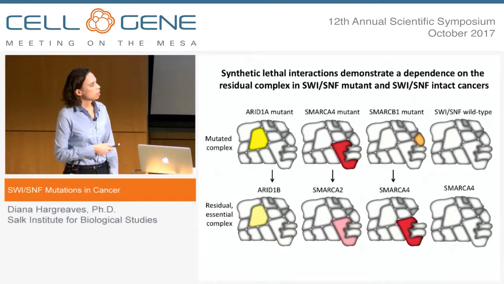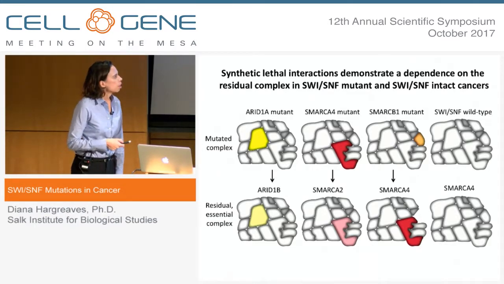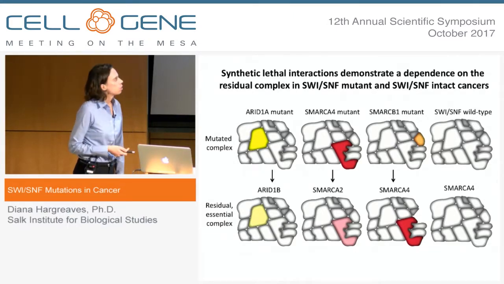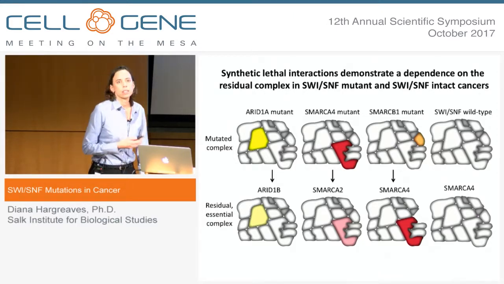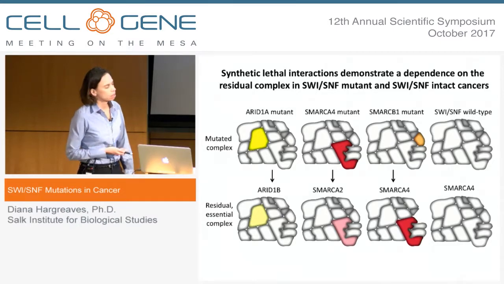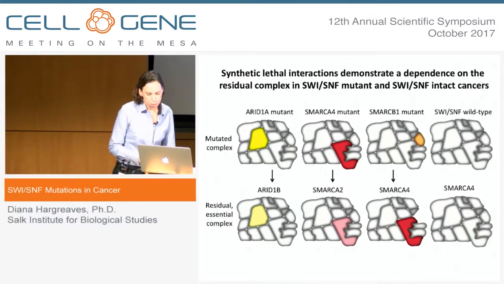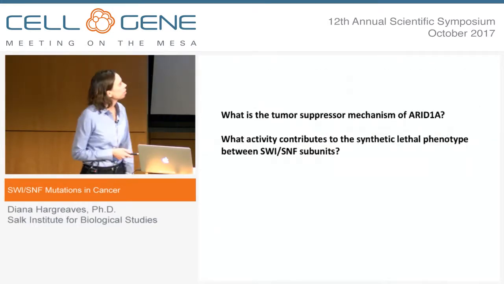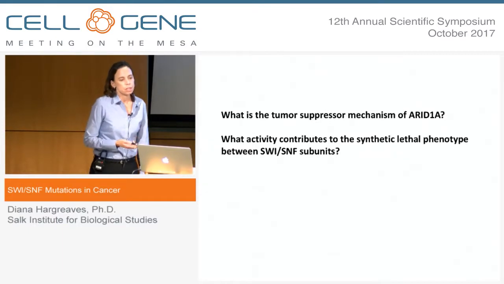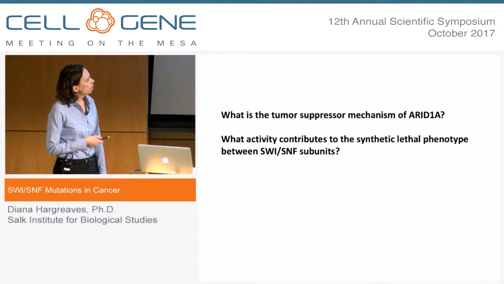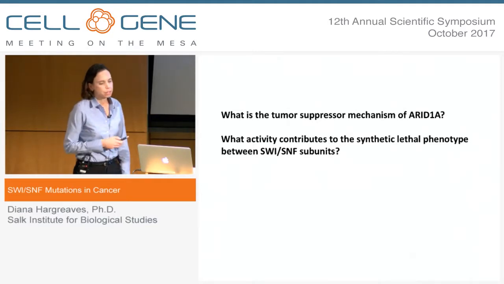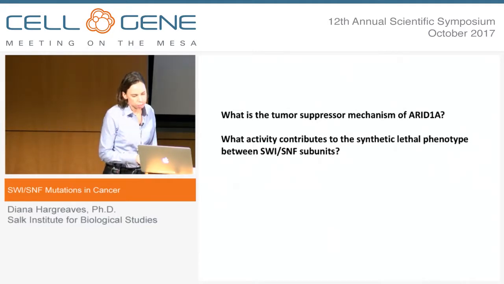And even in the context of some SWI/SNF wild-type tumors, the complex has been shown to be critical for cell growth. So this has given rise to a lot of excitement around the development of SWI/SNF complex inhibitors, both to target SWI/SNF mutant cancers as well as, in some contexts, SWI/SNF wild-type cancers. So we really wanted to understand mechanistically what the tumor suppressor mechanism is, particularly focusing on ARID1A, which again is the most frequently mutated subunit, and what the synthetic lethal phenotype is that underlies these homologs.